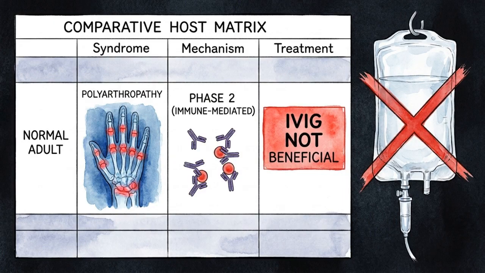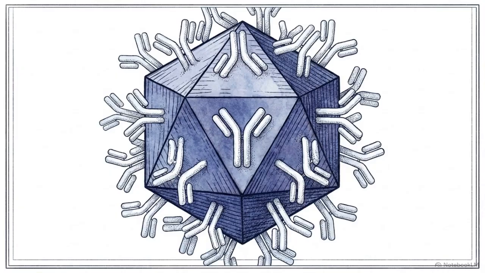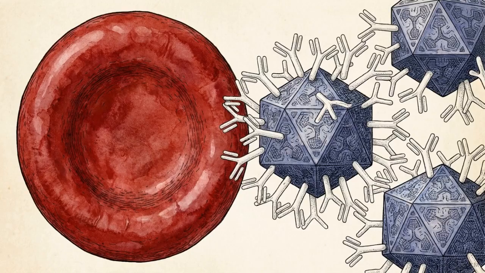Because the symptoms are caused by antibodies rather than active viremia, providing intravenous immunoglobulin, IVIG, is ineffective. In a competent immune system, the virus is swiftly neutralized. The clinical disease observed is an echo of the body's own defense.